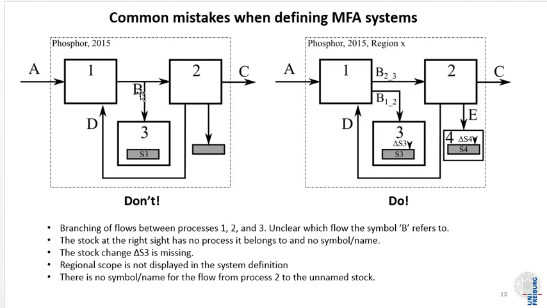There are a few common mistakes that you can make when you define an MFA system, not only in material flow analysis, but of course also in all the other disciplines, especially in life cycle assessment. There are a few don'ts that are shown in the left drawing, and in the right drawing you can see how those don'ts can be fixed. I leave a few moments so that you can read this slide.